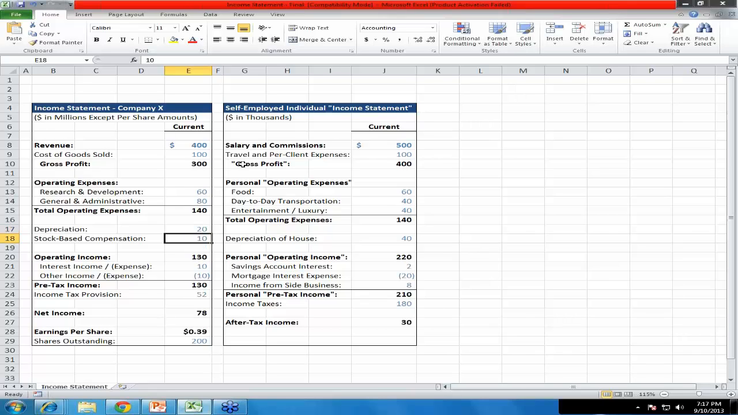Stock-based compensation is how we may be paying a portion of the salary to our manager in stock by giving him a pie of the business or a slice of the business, no pun intended. So that finally brings us to our operating income. Gross profit minus the total operating expenses minus depreciation minus stock-based compensation gives me my operating income.